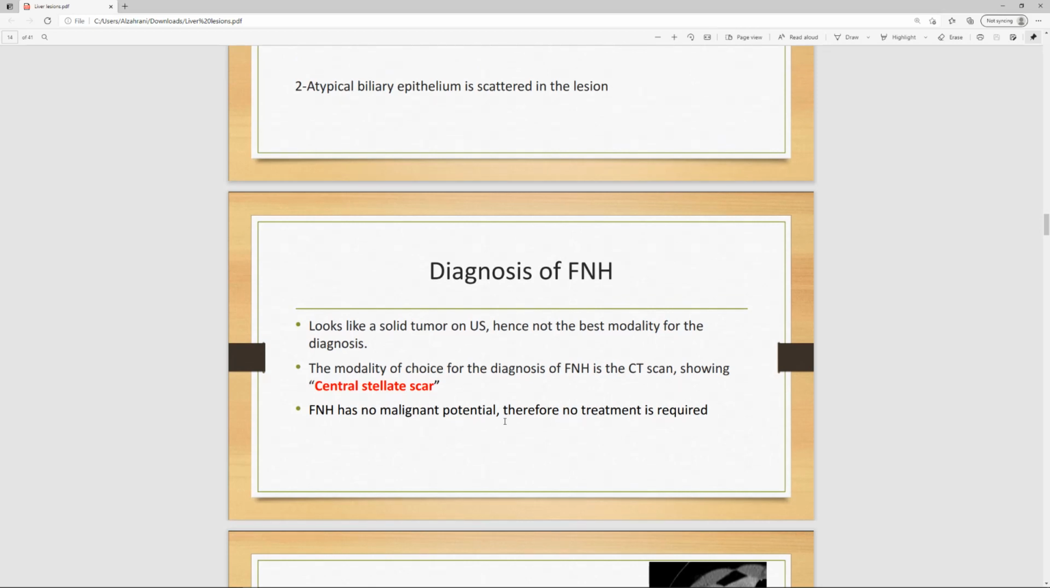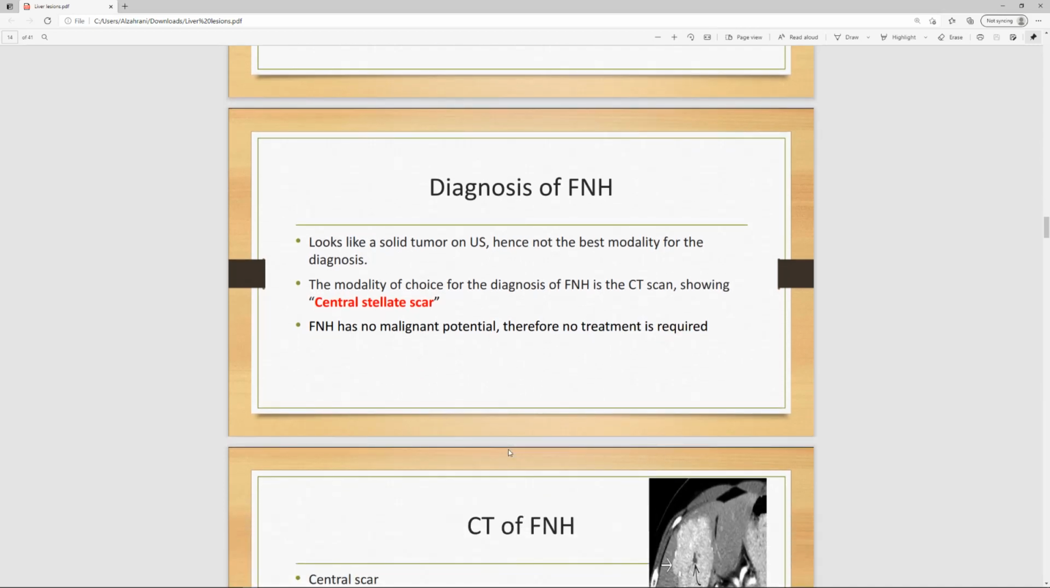Focal nodular hyperplasia has no malignant potential. That's why we don't do anything about it. So, unlike the other lesions like hepatic adenoma that's associated with malignant potential. So, focal nodular hyperplasia is not malignant and the treatment is not required.